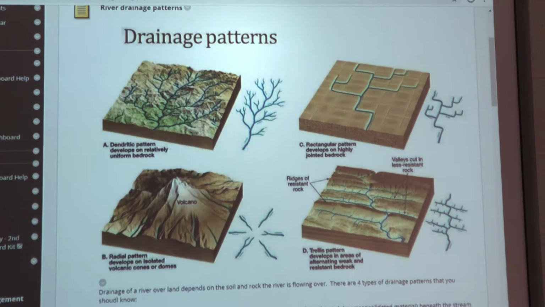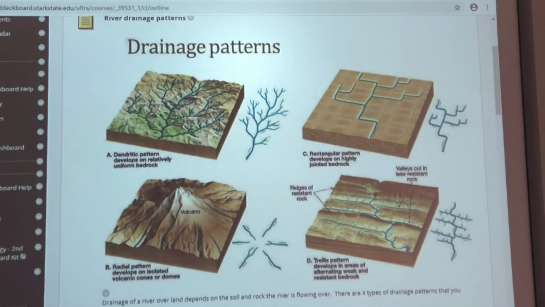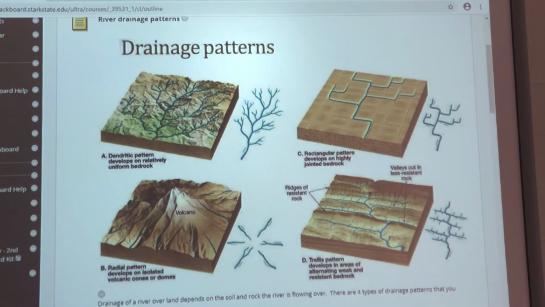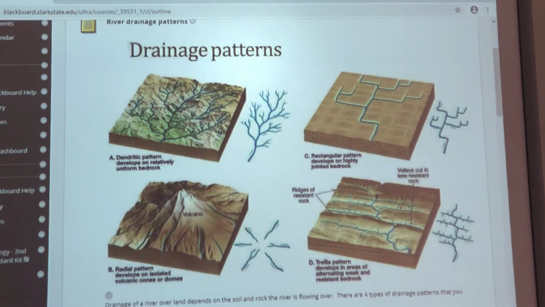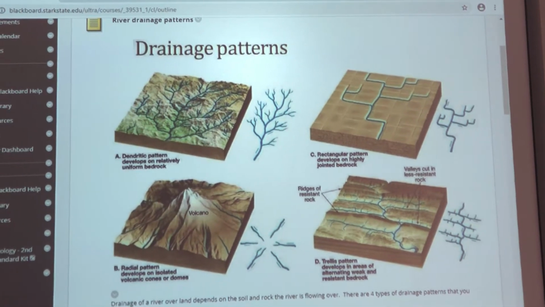The other two are very similar. C is called a rectangular pattern, and it develops where there's weak spots or joints where the water can flow more easily, and it follows these joints.